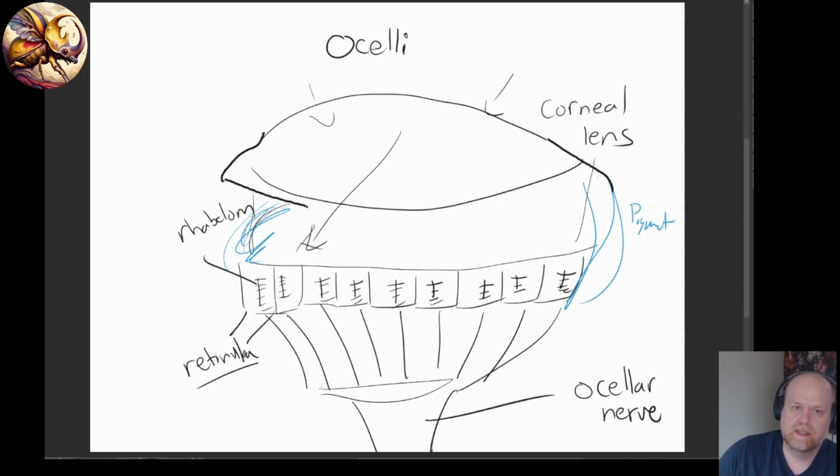So here, you have a lens. Light percolates through the lens, percolates through the vitreous layer, this fluid gap, strikes the rhabdome, and generates a charge across the retinula cells. And that charge then gets condensed across all these rhabdomes and retinula cells and feeds into one giant nerve, the ocellar nerve, that then goes to the brain.